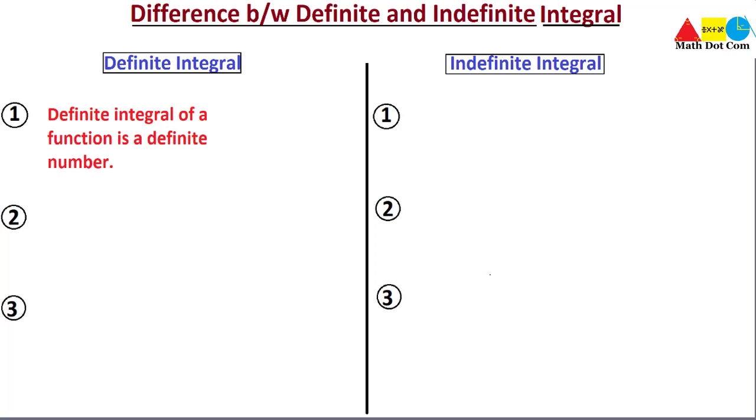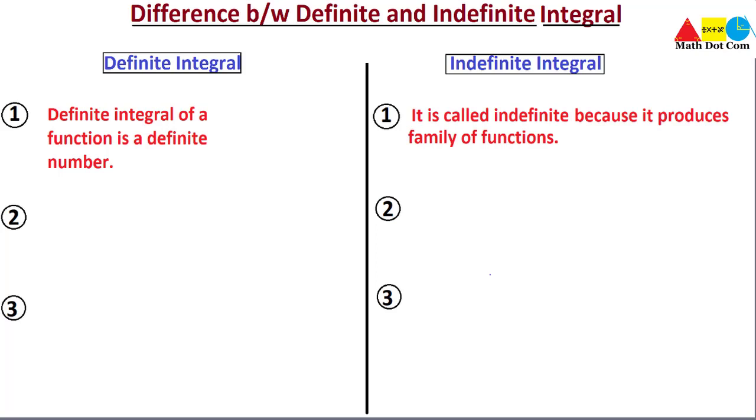So now we move towards the indefinite integral. As its name indicates, an indefinite integral will not give you a single definite number. So it is called indefinite because it produces a family of functions rather than a single definite number. So these are just the definitions. You will understand it better when you see its representation, and how you can say by looking at the integral whether it is definite or indefinite.